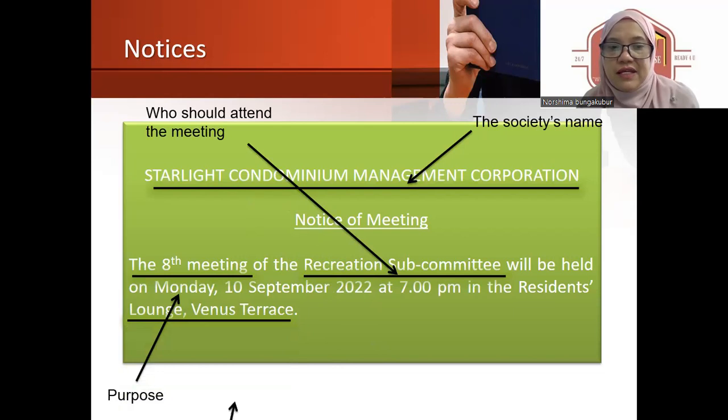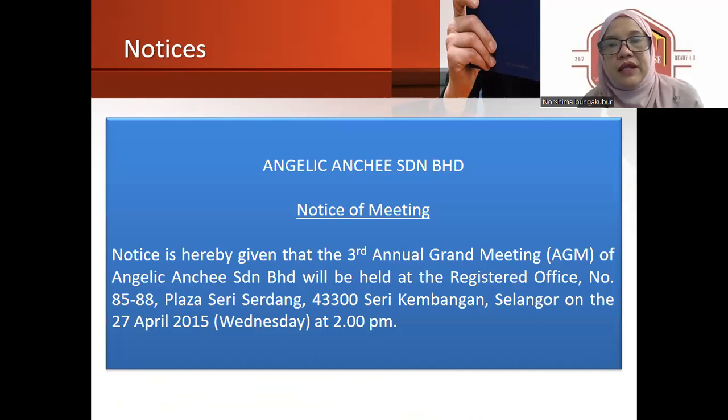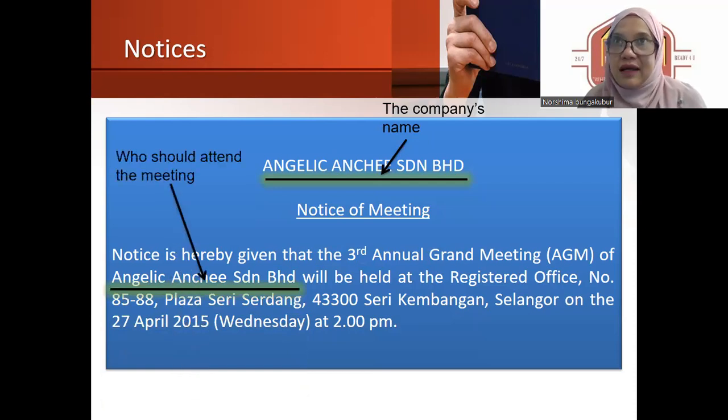Residence Lounge, Venus Terrace is the venue. Monday, 10th September 2022 is the day and date. And 7 p.m. is the time. Okay, another one. Angelique Enchi Sdn Bhd. That is the company's name. Everybody who is a member or works with Angelique Enchi Sdn Bhd should attend the meeting.